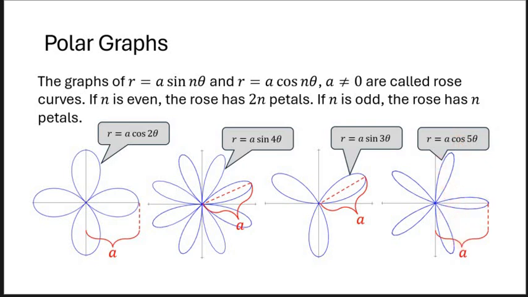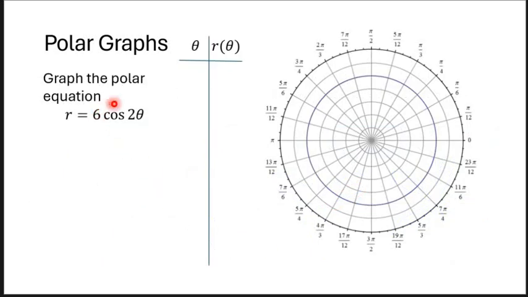So let's take a look at an example. Here we're going to graph the polar equation r equals 6 times the cosine of 2 theta. Because it's a cosine, I know it's going to be symmetric to the polar axis, as above, so below. So I either draw the top or bottom half and just mirror it to get the rest. The maximum displacement is going to be 6. That's the furthest I'm going to be from the pole. And there's going to be 4 petals because 2 is an even number.